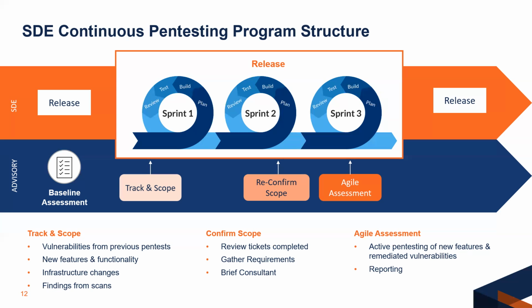Then, during the third sprint, the Agile assessment is conducted. It is generally mostly net new findings and remediated vulnerabilities. Once the assessment is done, a report is then provided to the stakeholders, and the vulnerability tracking sheet is updated with any new findings for the team to discuss, triage, and prioritize for the next release. And this cycle repeats again for the next release and continues throughout the year.